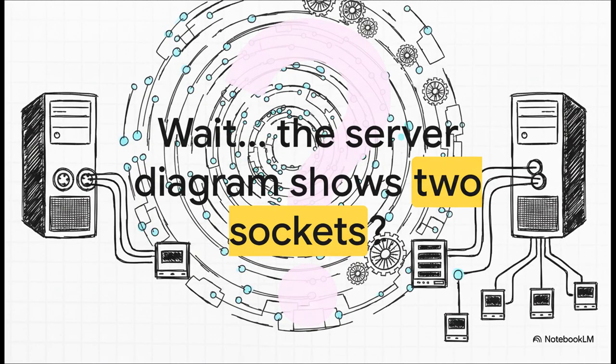Wait a second. You might notice something a little weird here. The server diagram, it shows two sockets. What's up with that? No, that's not a mistake. And honestly, this is probably the single most important concept to really get about how TCP servers work. It can be a bit of a mind bender at first, so let's break it down.